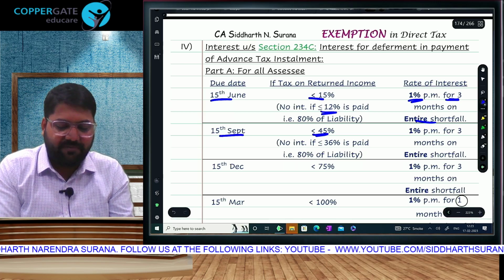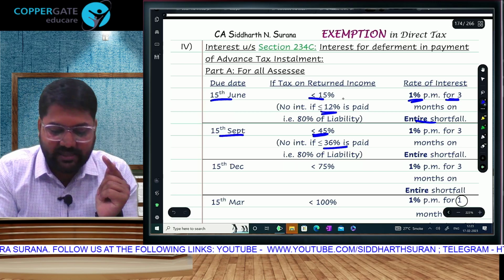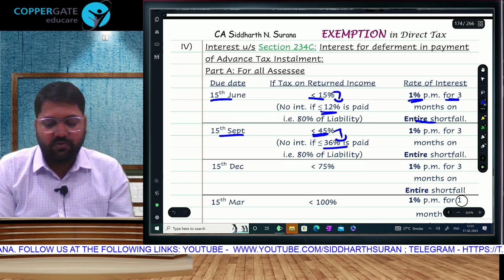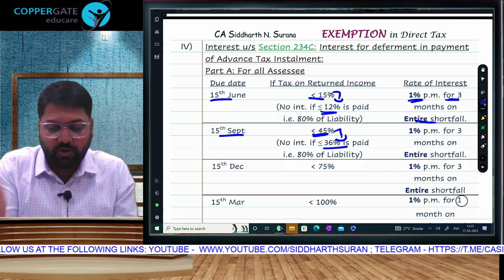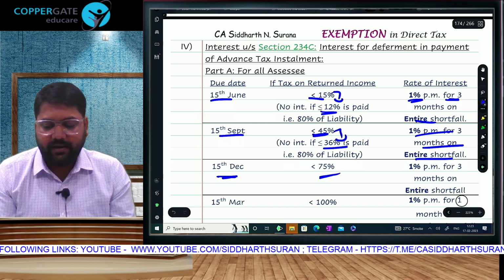Likewise, on 15 September we have to pay 45, but for interest you can pay 36 also. So instead of 15 you can pay 12, and instead of 45 you can pay 36. But if you don't pay 36 also, then the entire shortfall, 1% for 3 months. Up to 15 December you have to pay 75%.